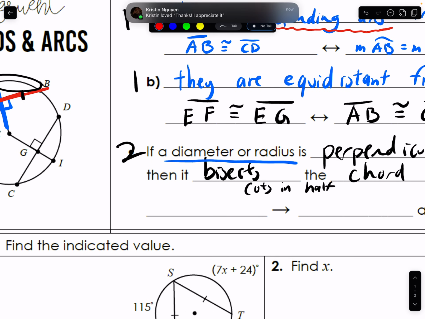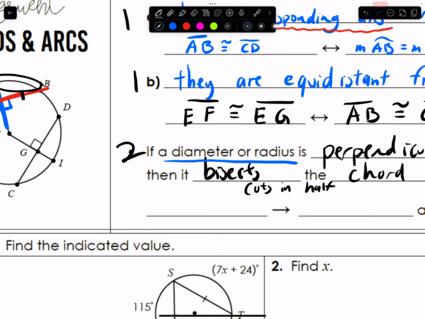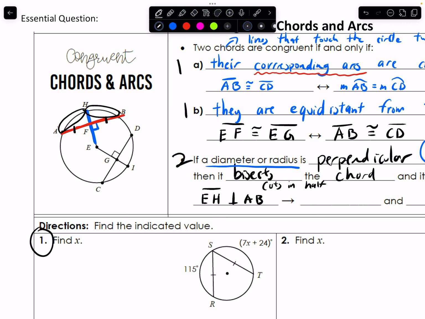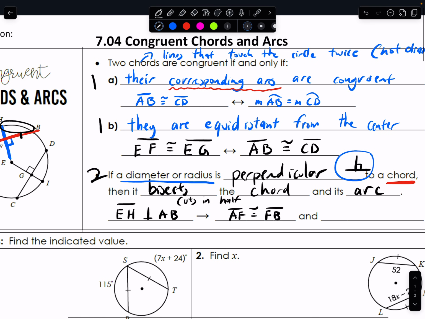So let's write down our final statement. We'll have EH is perpendicular to AB. Then segment AB is cut in half, so AF is equal to FB, and AH is equal to HB.